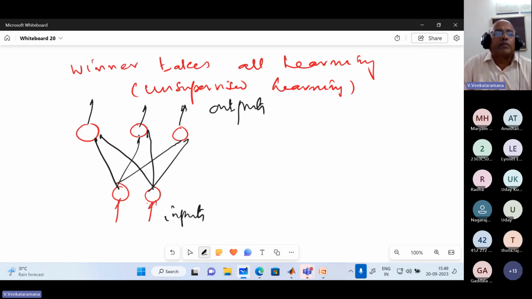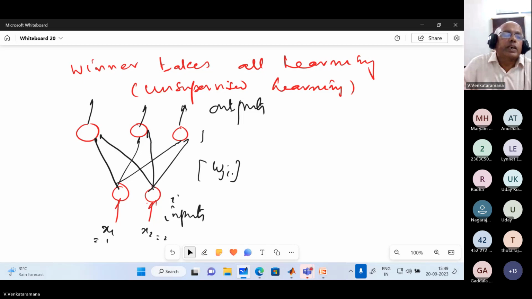Then who is the winner based on my outputs? Let us say some x1 and x2. I supply some values. These are the initial weights, the ith layer and jth layer. This is your wji: W11, W12, W13. What is the output here? This is the x1, this is the x2.